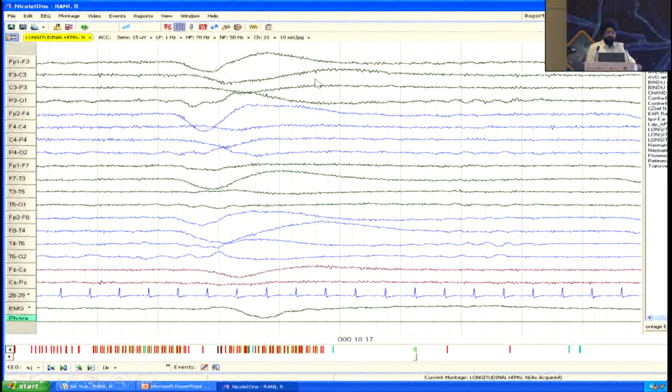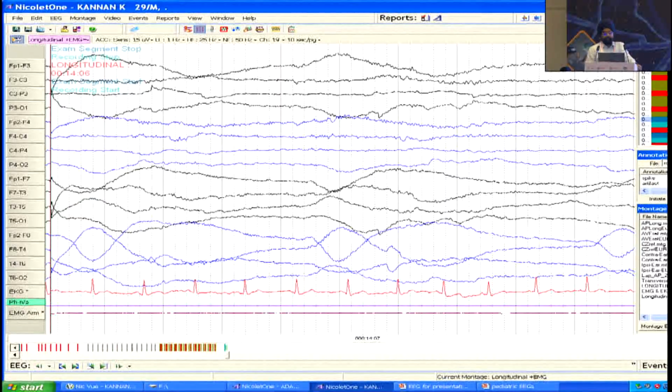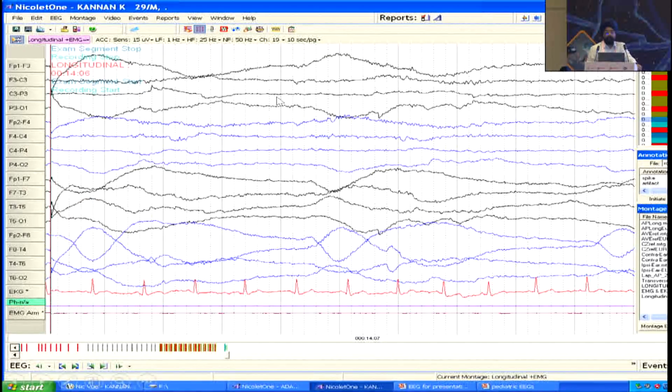Now if you increase this low frequency to 2 or 3, this will be missed. So keep your low frequency filter to less than 1 so that you can pick up all these slow waves. This is again perspiration artifact, sweating artifact. We can see very, very slow waves, not more than 0.5 Hertz.